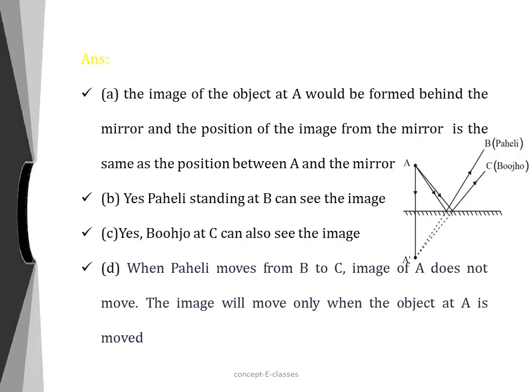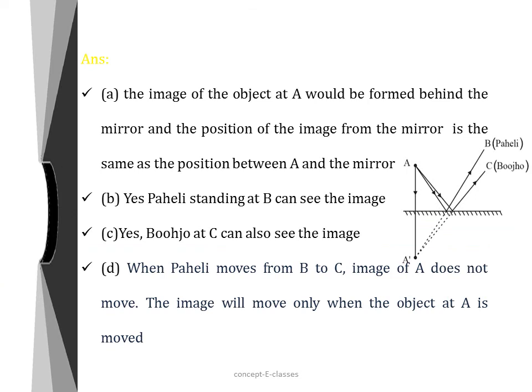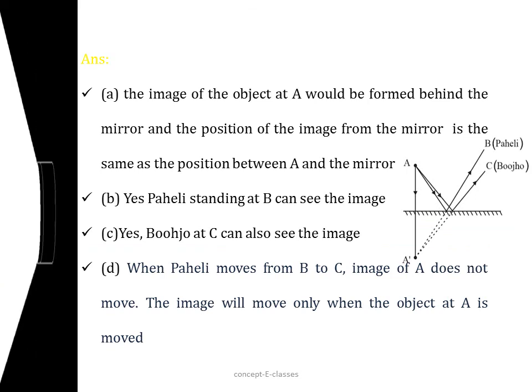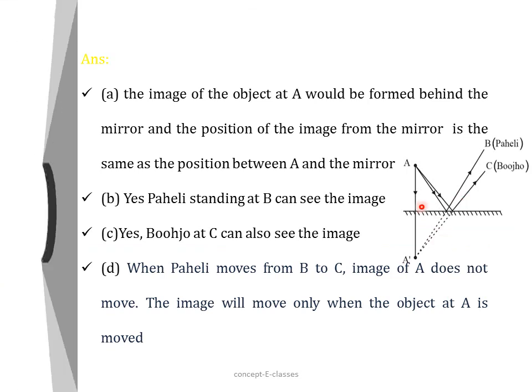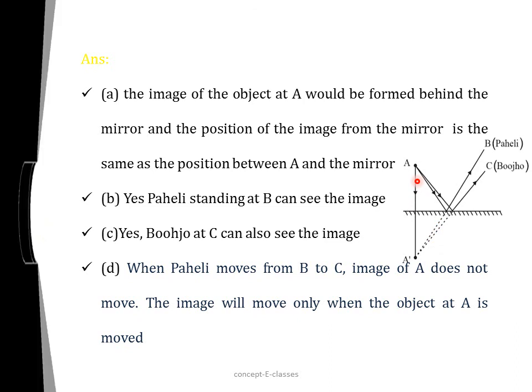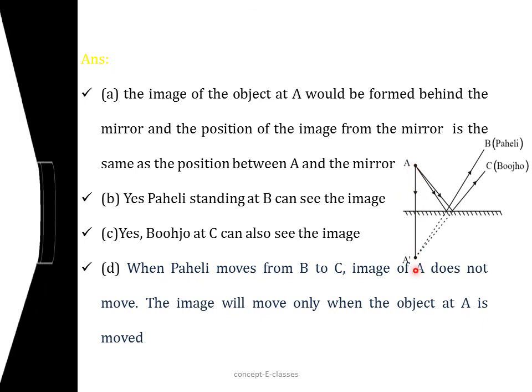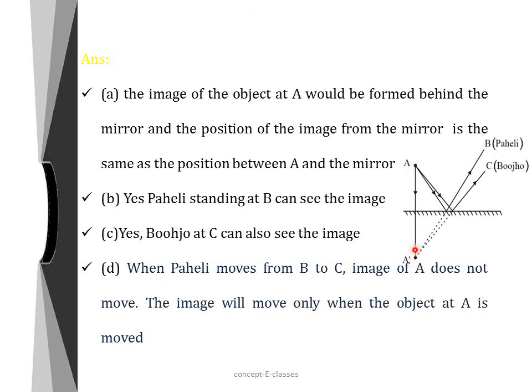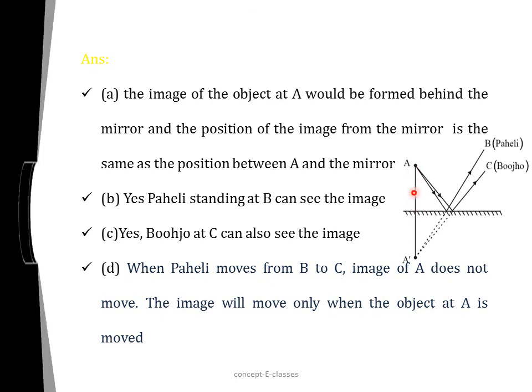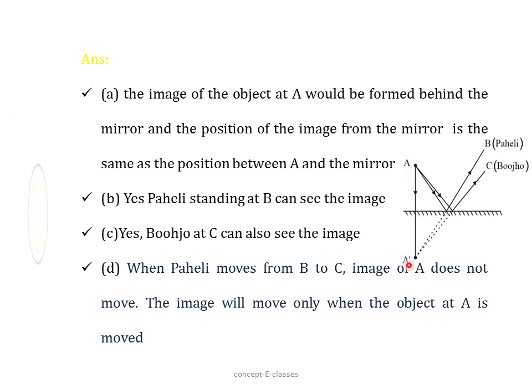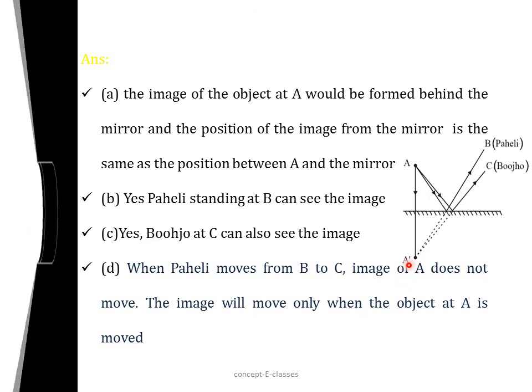So in the last slide also we saw that the plane mirror forms a virtual image behind the mirror at the same distance at which the object is in front of the mirror. Hence the image of an object A will be formed behind the mirror and the distance of the image from the mirror is the same as the distance between A and the mirror. So A dash will be the position of the image of the object A.